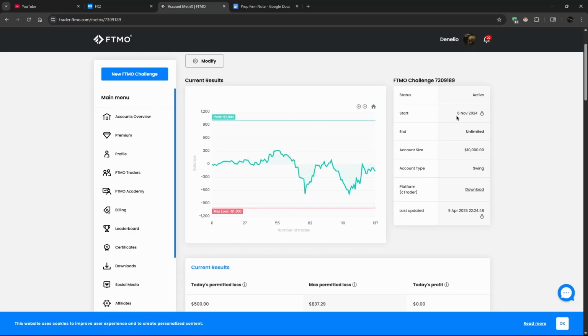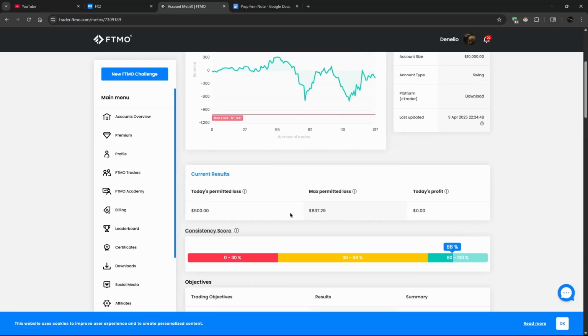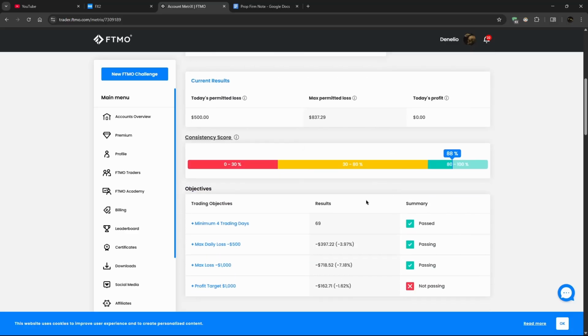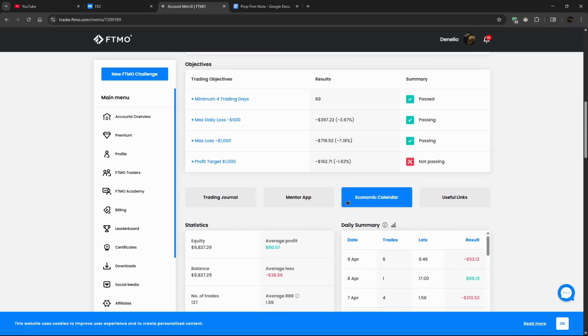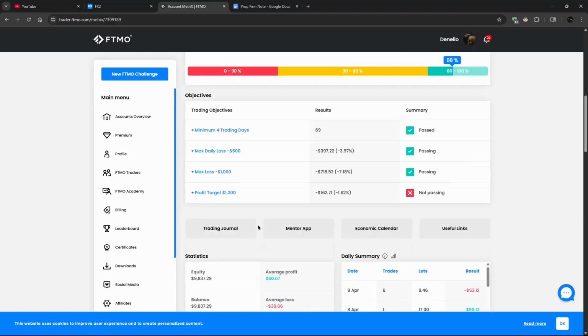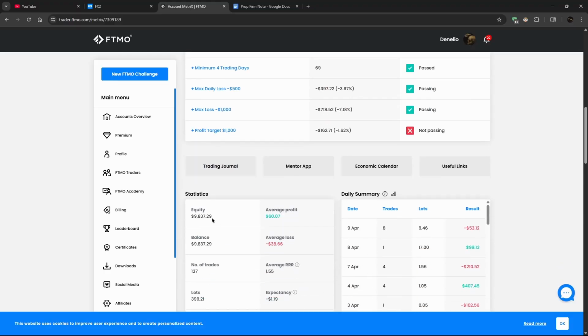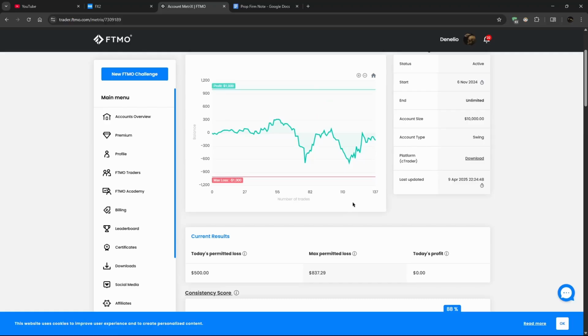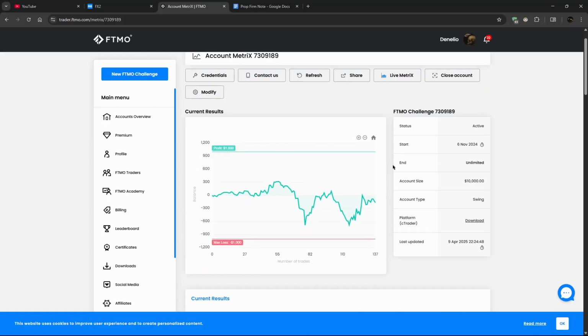I've actually been trading this account since, as you can see here, the 6th of November, and the account is currently down. What's the account balance? I think it's about $9,800 or something like that. It's here. Yeah, $9,837. That's the current balance on this account.